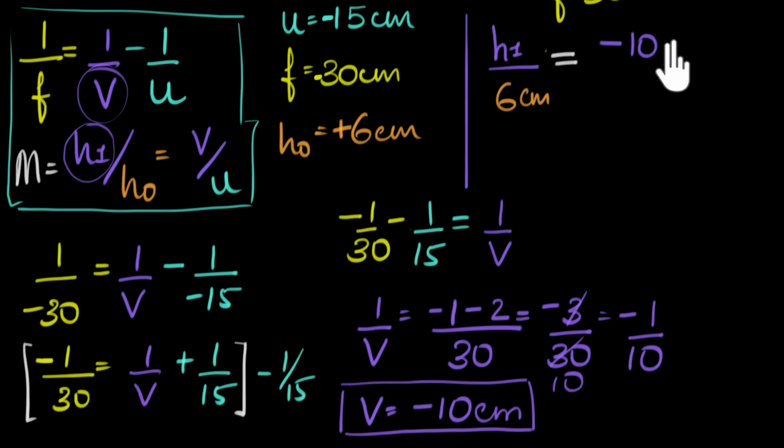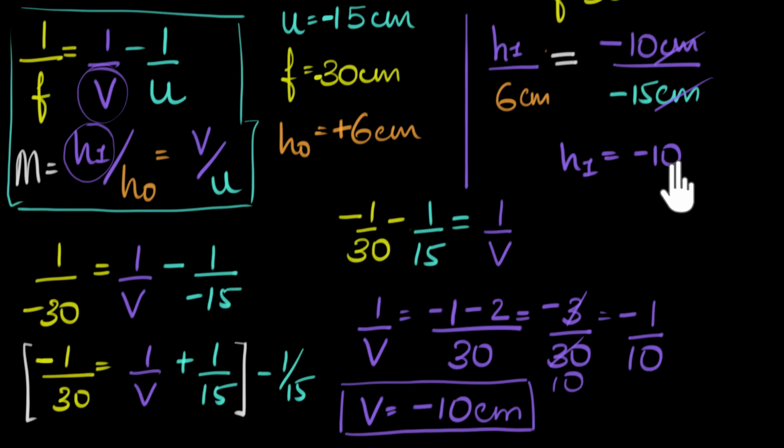You get minus 10 centimeters divided by u. U is minus 15 centimeters. So from this, what do I get? Centimeters cancels out. I can multiply the whole equation by 6 centimeters because I want to get rid of 6. And so that will give me 6 centimeters here. So I would get minus 10 times 6 divided by minus 15, and we have a centimeter.